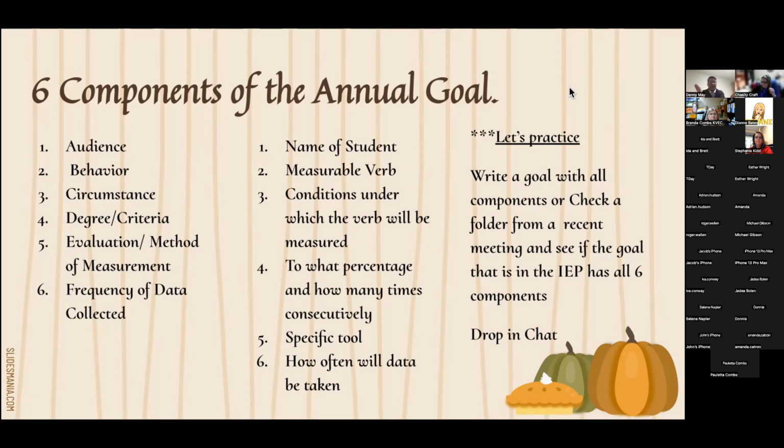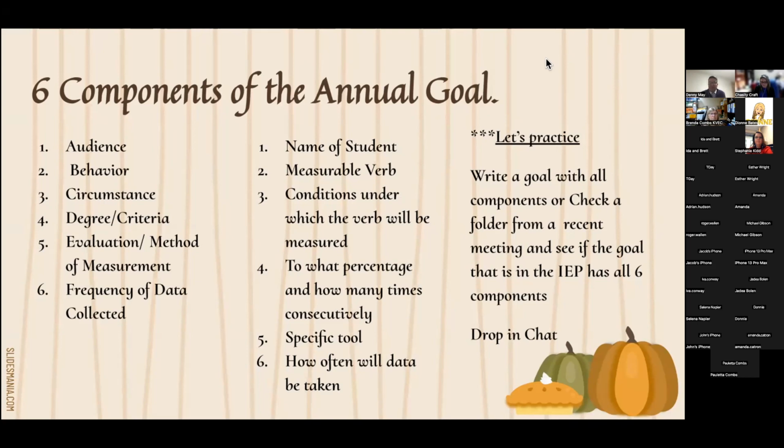And then, as you see, right across in the middle column, you're going to see the definition, kind of what that word means in layman's terms. What does that word mean? Audience means the name of the student. Behavior means the measurable verb that you're going to write in there. We have to be able to measure that action. Okay. And then the circumstances, the conditions under which the verb will be measured. Okay. How are you going to set that action up? Under what conditions are you going to be seeing that verb acted on?